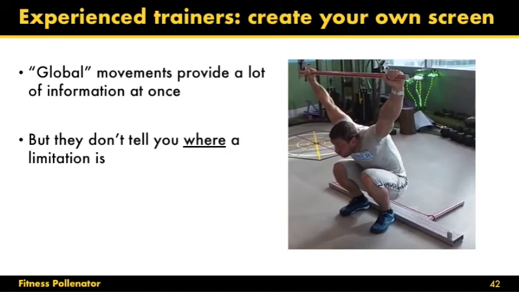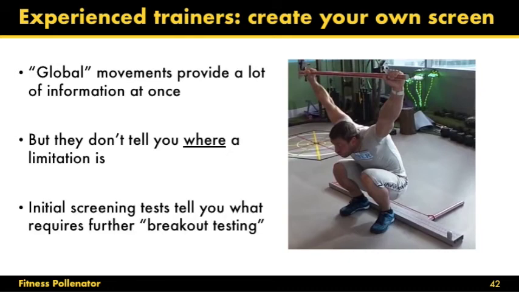So in order to figure out which of these things it is, we have to do what we call breakout tests. Breakout tests help you figure out where the limitation is, and then that helps us to effectively program around the limitation. So the initial screen really just tells us what we need to dig down deeper into. For example, if you look at this overhead squat, we're not sure if it's an ankle issue, a hip issue, a shoulder issue, or a T-spine issue.